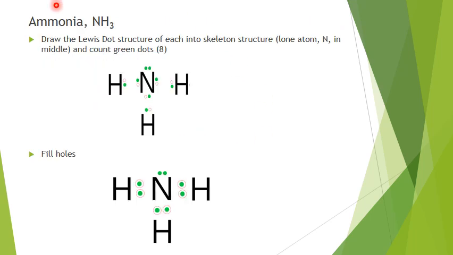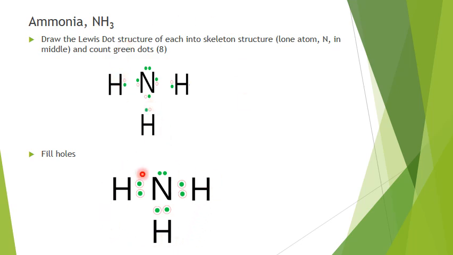Okay, so let's do ammonia now. The first thing is you draw the Lewis dot structure of each element, and into a skeletal structure, put the lone atom, nitrogen, in the middle, and put the dots in the holes. Then you count up the number of dots: 1, 2, 3, 4, 5, 6, 7, 8. Then you fill the holes. This one goes here, this one goes here, and so on. And then what you end up with is over here.